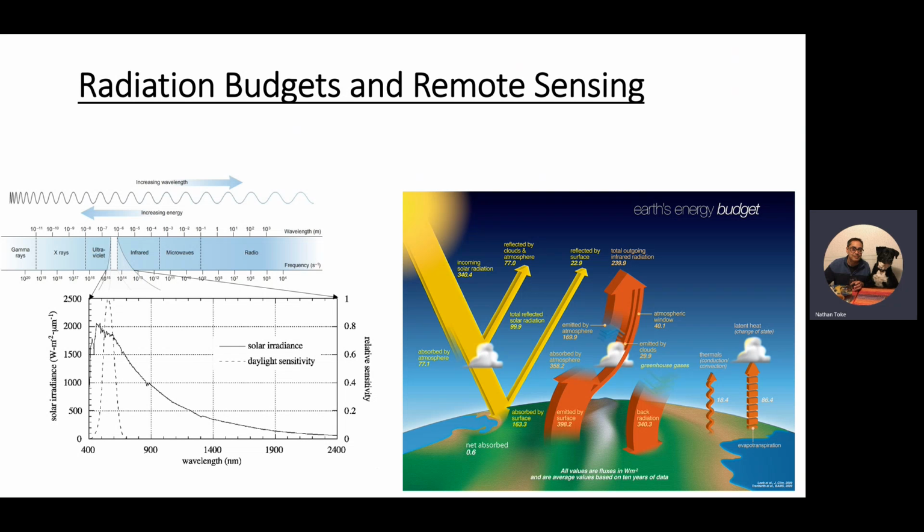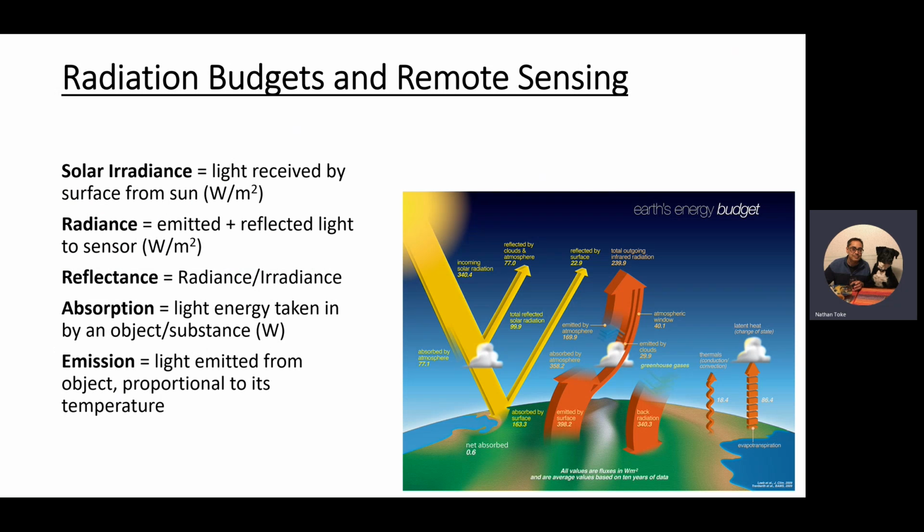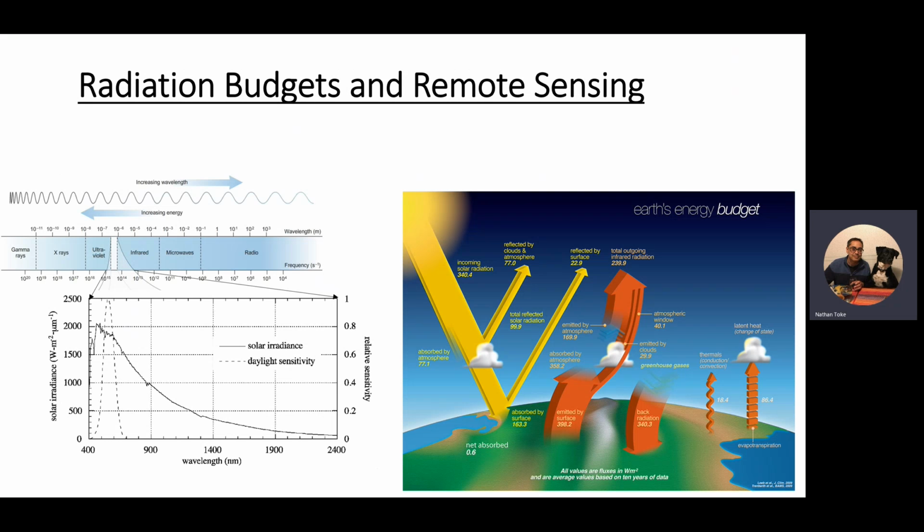On this graphic here, you can see solar irradiance and daylight sensitivity in the dashed line. Solar irradiance is the amount of light, or energy, coming from the sun that reaches the Earth's surface. Did I say that right? So, light received by the surface from the sun.